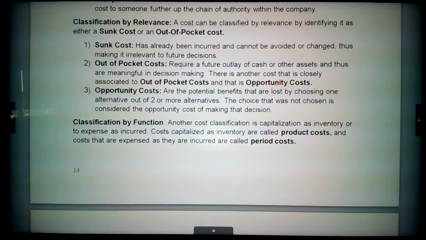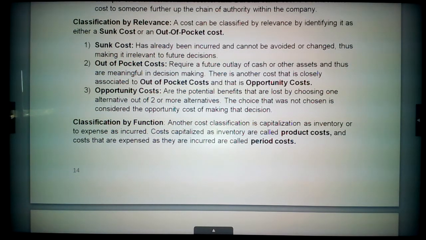All right, relevance. This is very important when it comes to making decisions regarding the information you're presented with and how you present it. So sunk cost is one that cannot be avoided or changed. So we bought a building to do this manufacturing in, and we pay so much in mortgage fees or whatever for that building. We've decided we want to change the way we do this, and we were thinking of getting another building. We wouldn't consider the cost of the building before because it's sunk. We're going to pay that no matter what. So it's irrelevant for our decision making at this point.